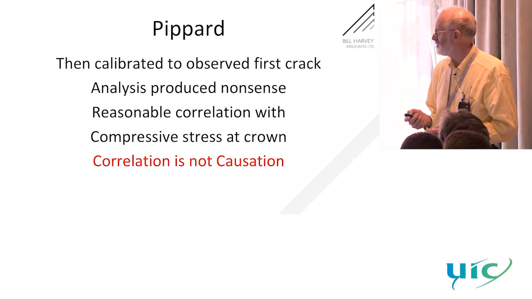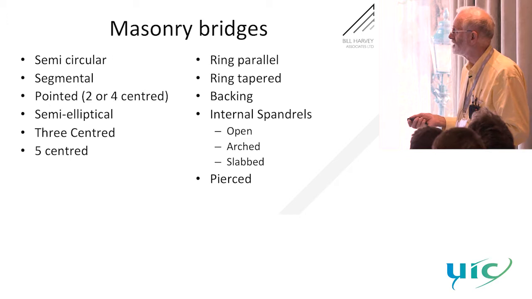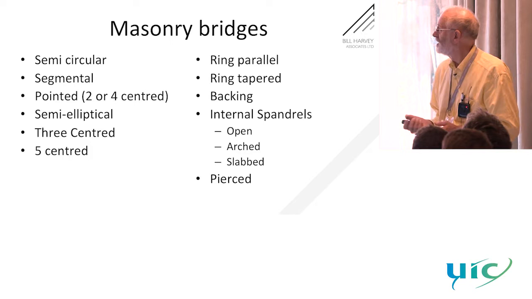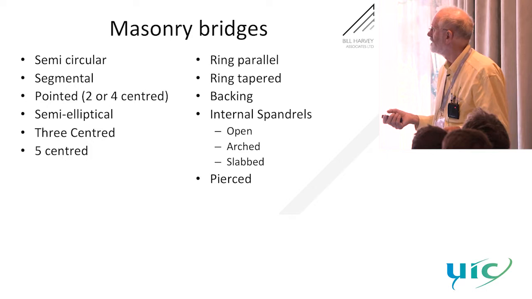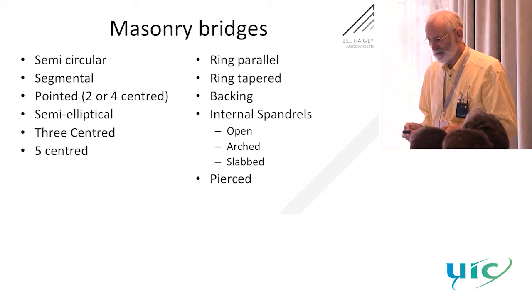But then when you start to look at the bridges, we've got at least six different shapes apart from the random shape of a distorted arch. And we've got a whole string of other bits and pieces like tapered rings, backing, internal spandrel walls, pierced spandrels and things like that, which engineers have to deal with.